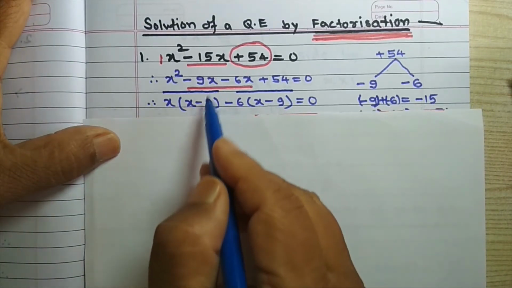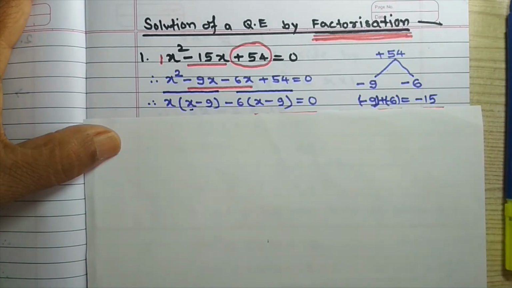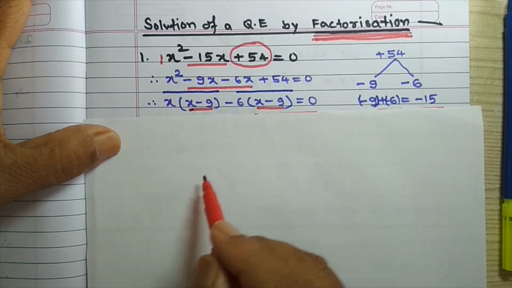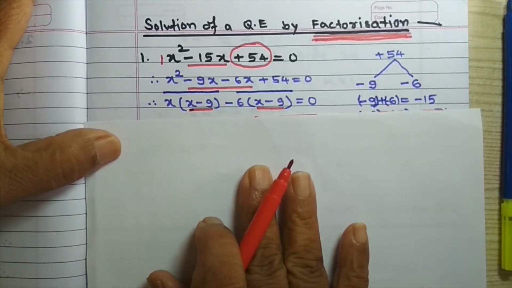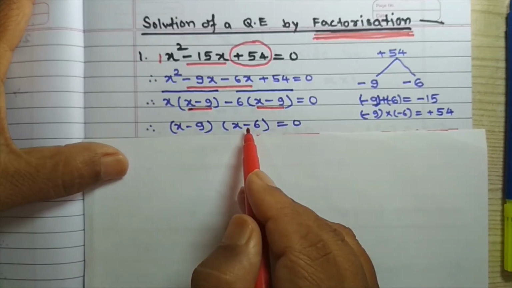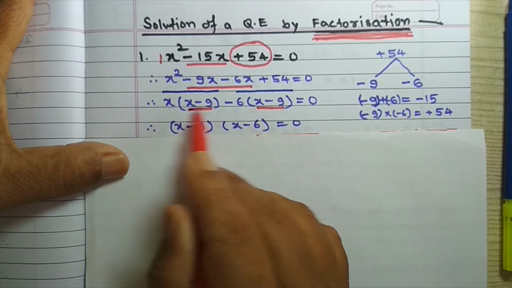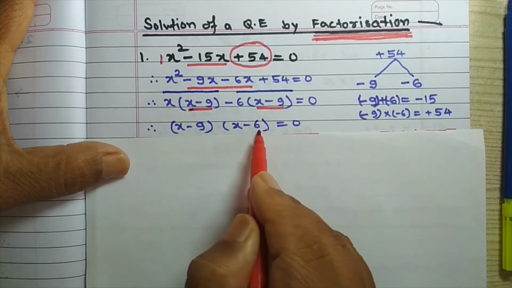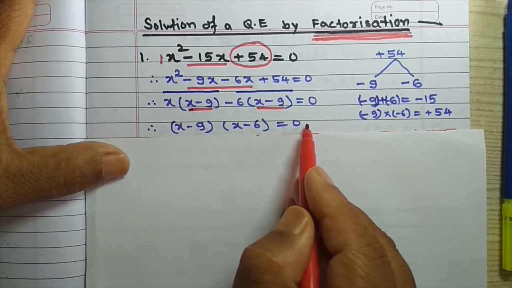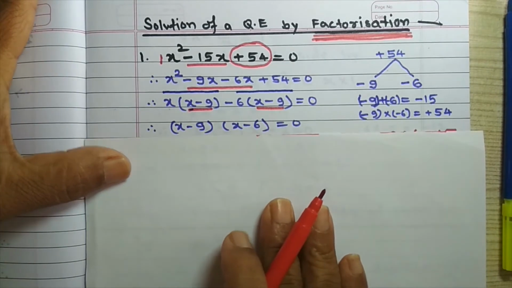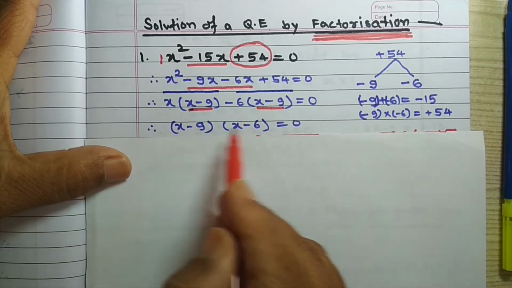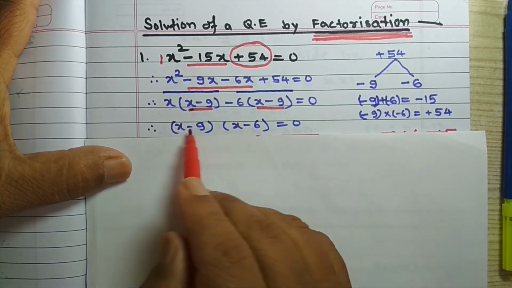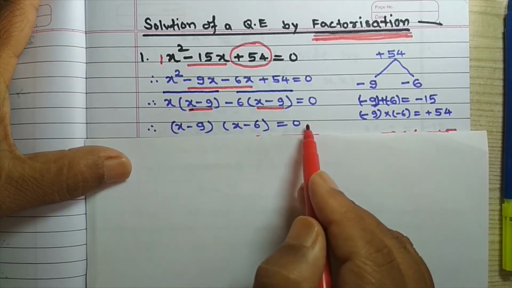See once again, here x − 9 and here also x − 9. Again, these two terms are the same here, therefore we have to take common once again: x − 9 and x − 6. When we have taken x − 9 common, then here remains x and here remains −6, equal to 0. The meaning of this is x − 9 = 0, otherwise x − 6 = 0. Then the multiplication of these two brackets will be 0.